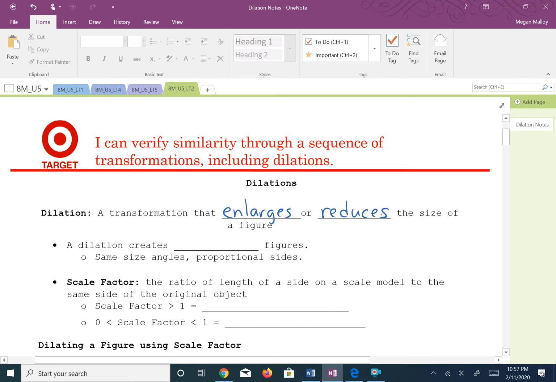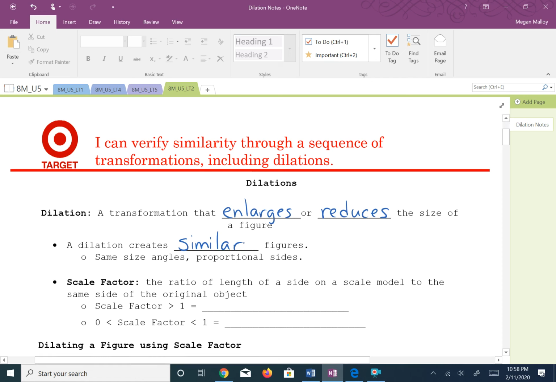So because of that, our transformation can no longer create a congruent figure. Instead, a dilation creates what we would call similar figures. And similar figures are similar in the sense that they have the same size angles and their sides are proportional. However, the size of the image is going to be either bigger or smaller than the original.